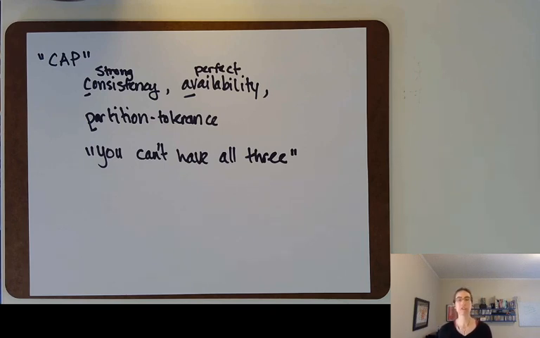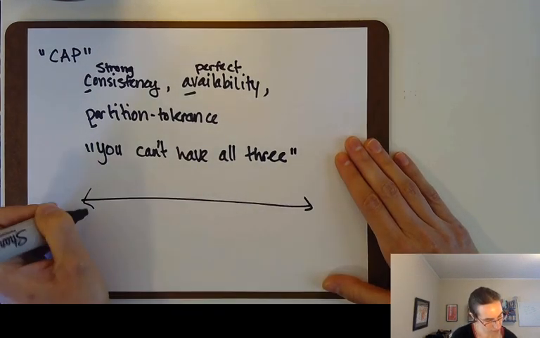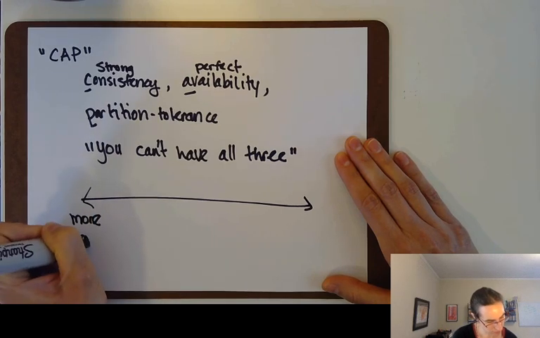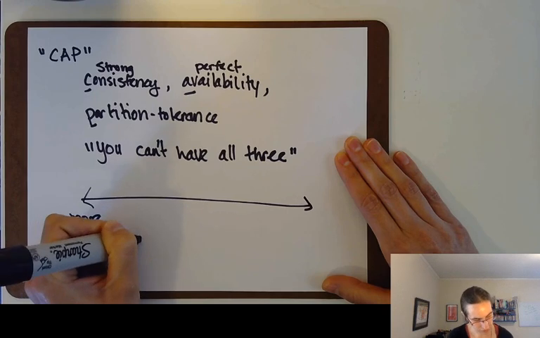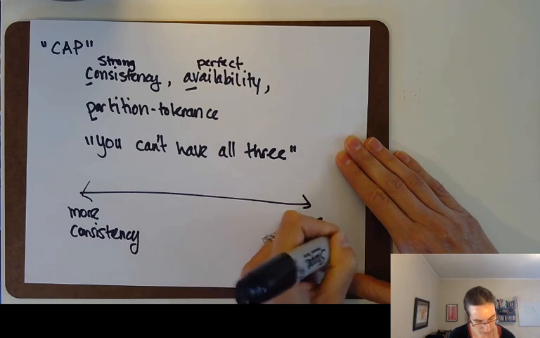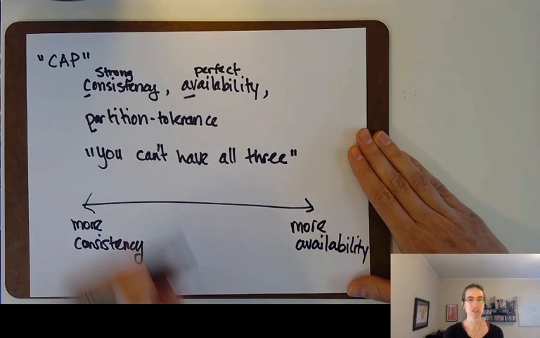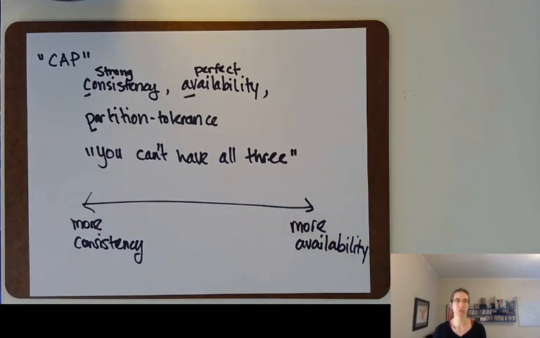It's much more of a spectrum where you can choose more consistency, or more availability. You typically don't want to sacrifice on partition tolerance, because partitions just happen. You can't avoid them. Now, some systems are going to be more vulnerable to partitions than others, and so that might inform your choices, but you can't entirely avoid them in a distributed system.